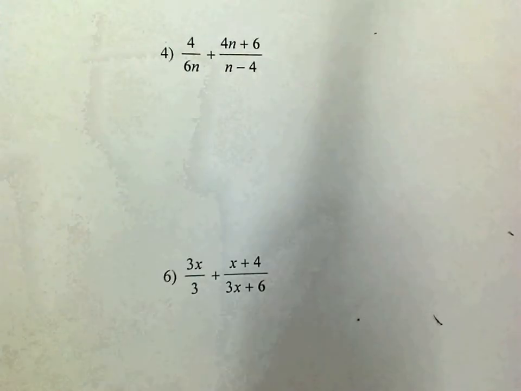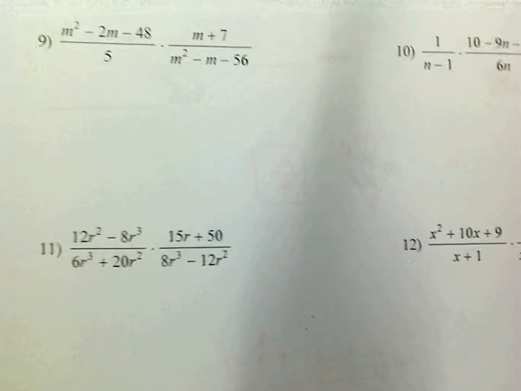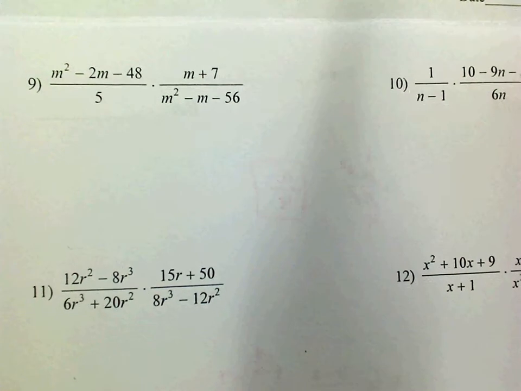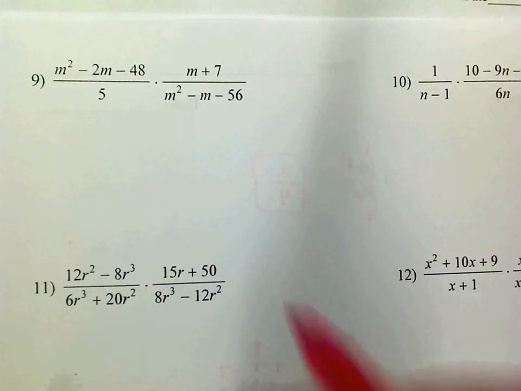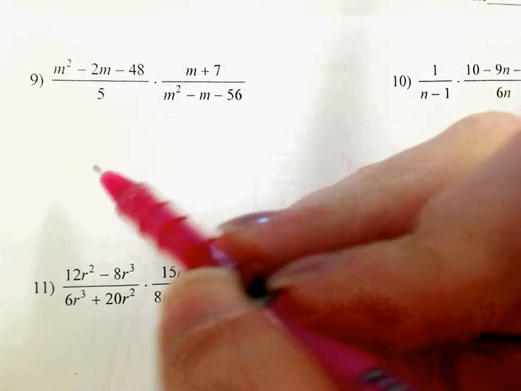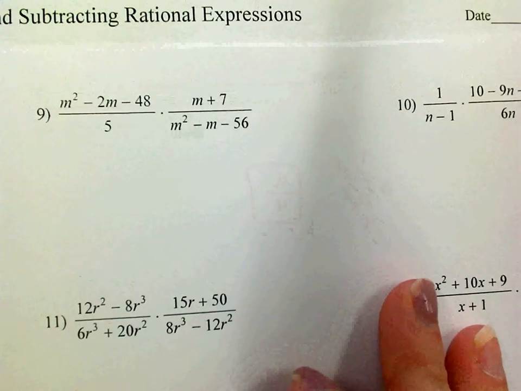Okay, now we're going to do just odds, okay? Alright, so let's look at 9. Now, I'm multiplying these two. What should I do before I start multiplying? Factor, right? I want to see if anything simplifies. So, I'm looking for factors of negative 48 that add up to negative 2. Negative 8 and positive 6.